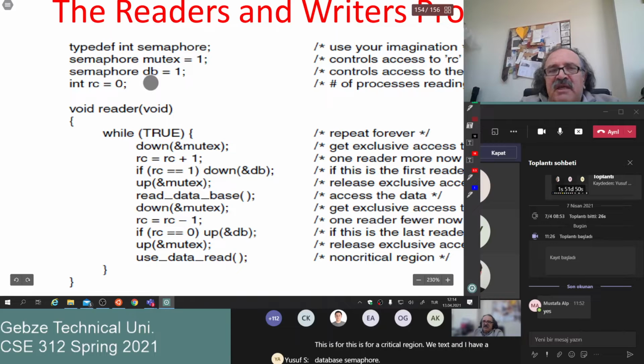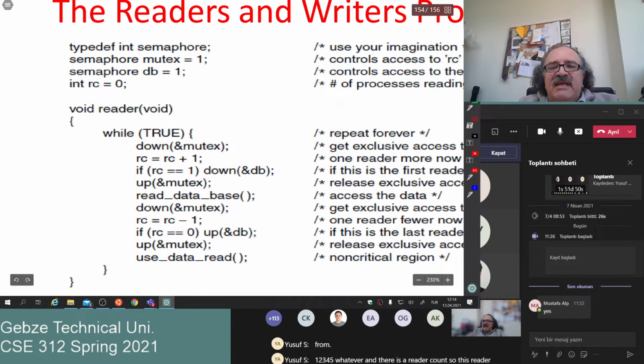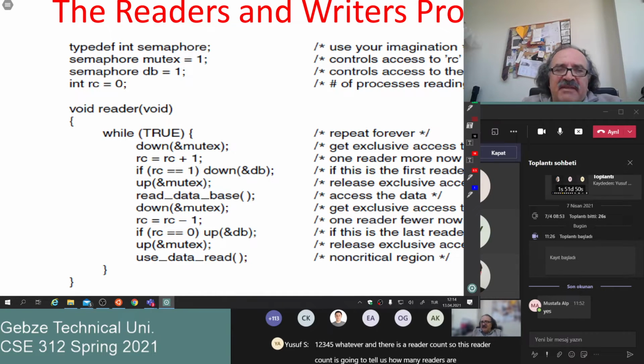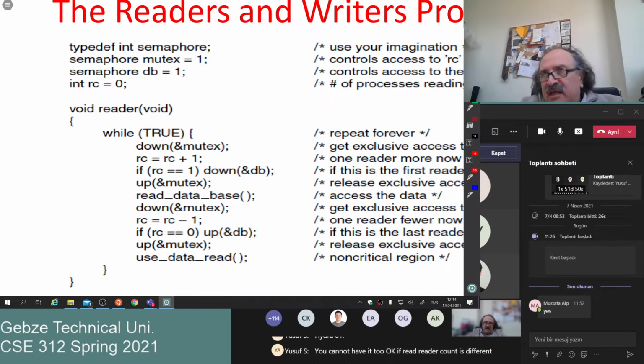Okay, so that means that this number can increase from 1 to 3, 4, 5, whatever, and there is a reader count. This reader count is going to tell us how many readers are reading the database at that time. I don't have a writer count because writer count could be either 0 or 1. You cannot have it 2. If reader count is different from 0, the writer count cannot be 1.